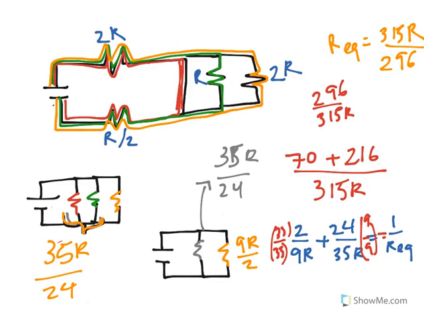This is the resistance that we would have if we had simplified the entire thing down to a single resistor.